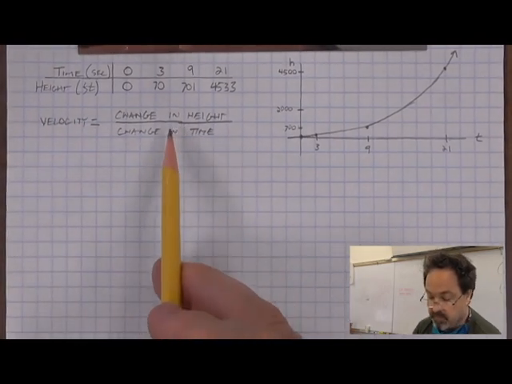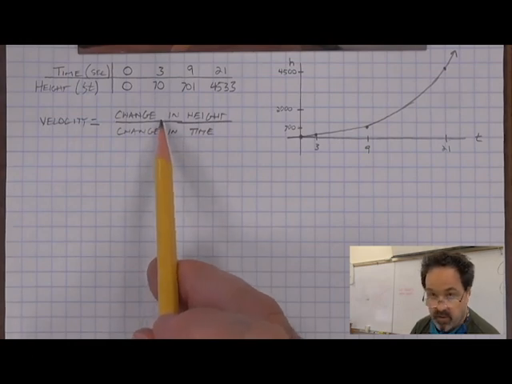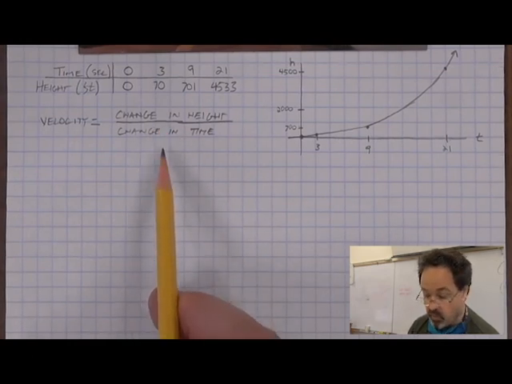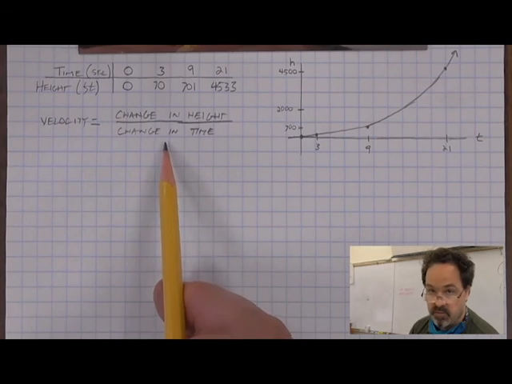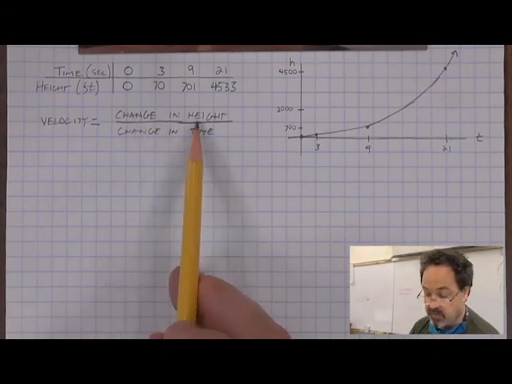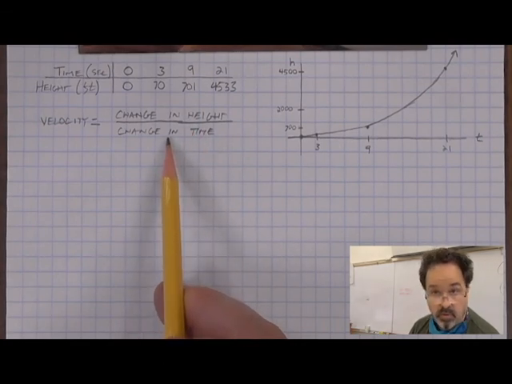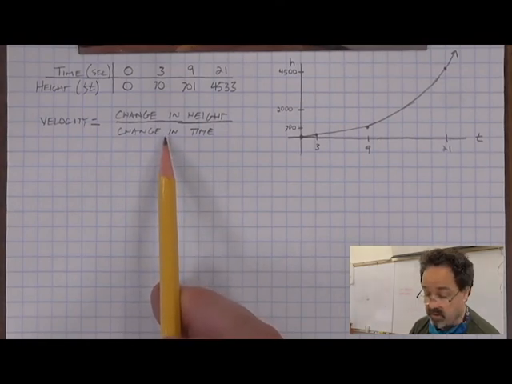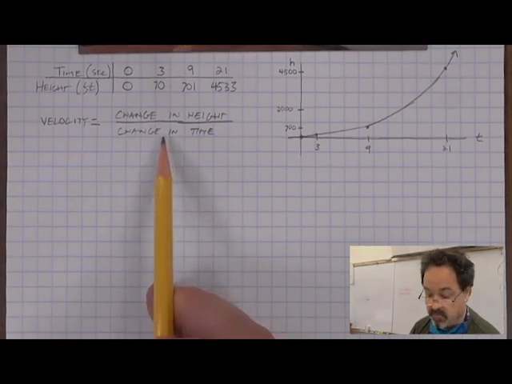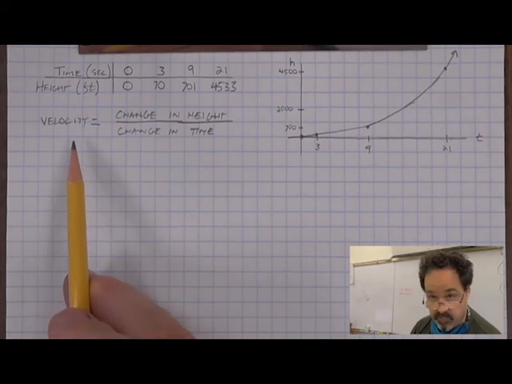If the rocket changes by a great height in a short amount of time, then we would say that the rocket is moving fast, has a high velocity. If the change in height is very small when the change in time is long, then that would be a slow velocity. The rocket is rising at a slow rate. Velocity is a rate of change.